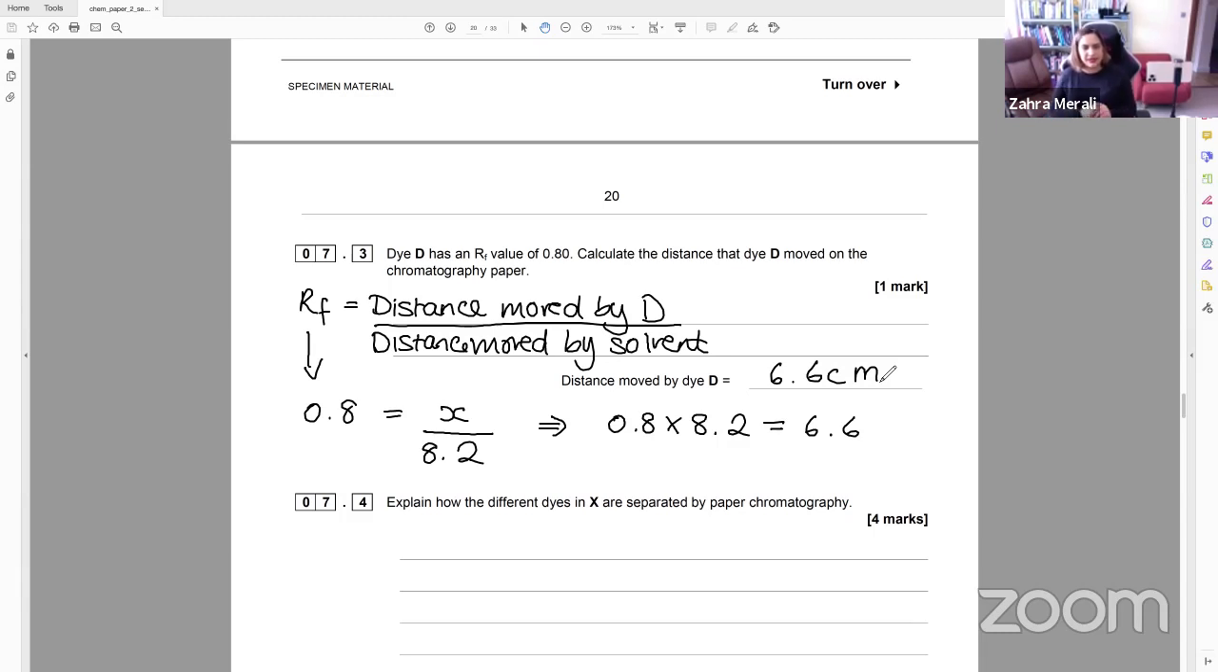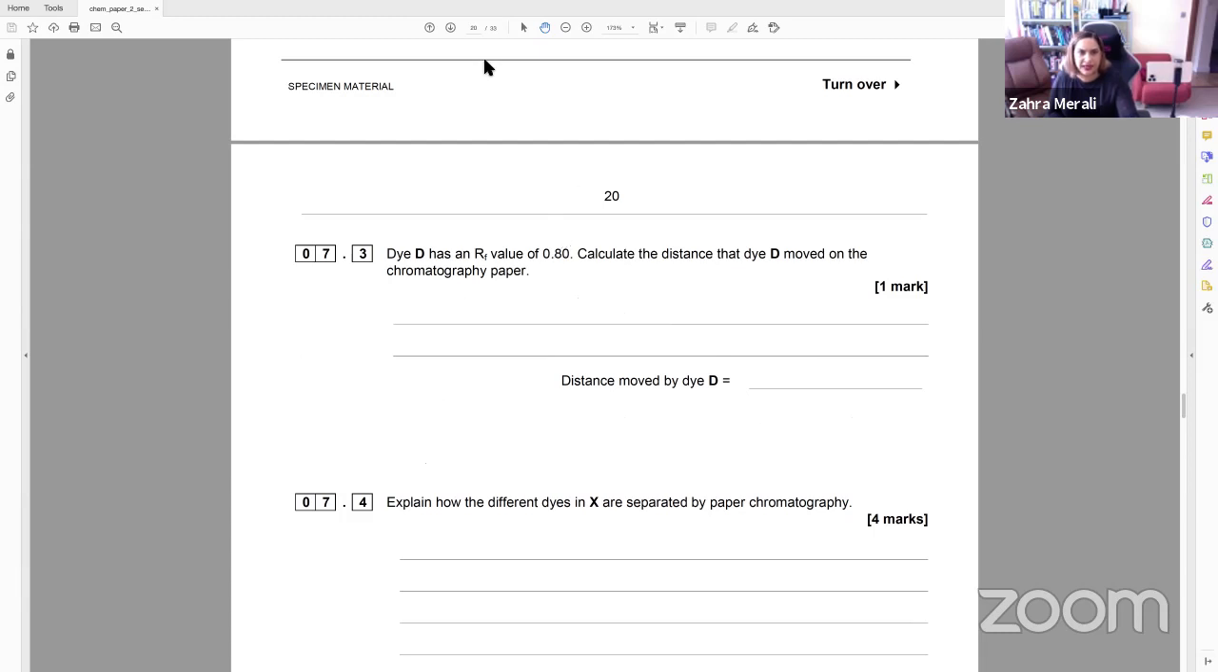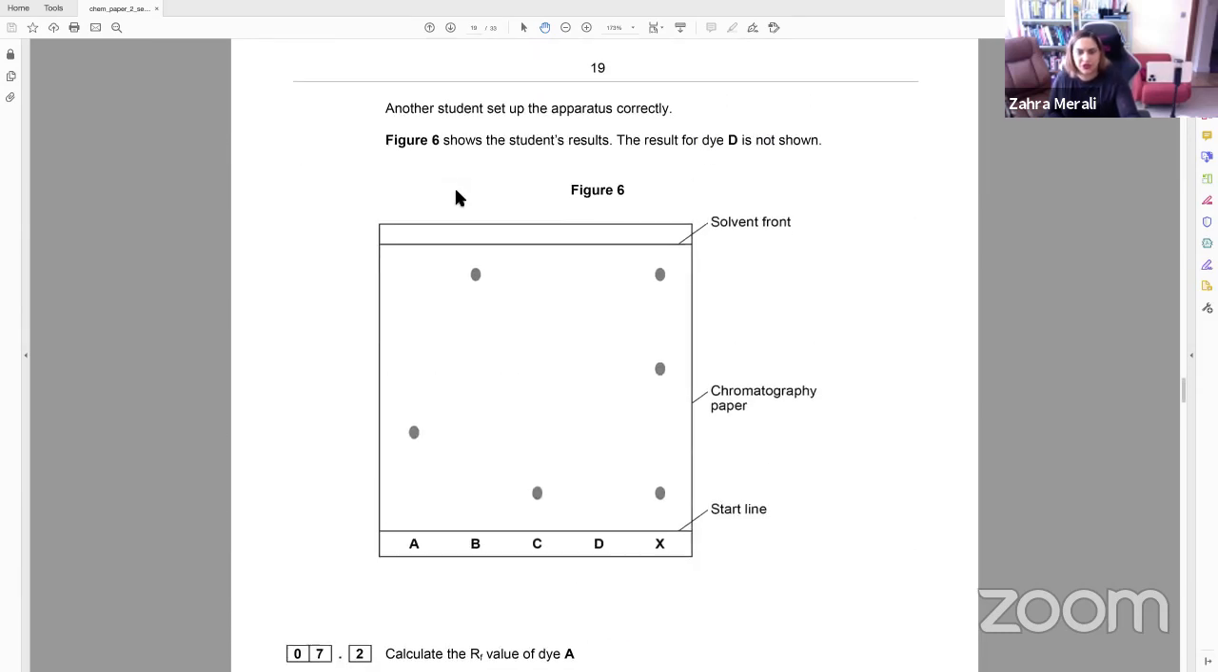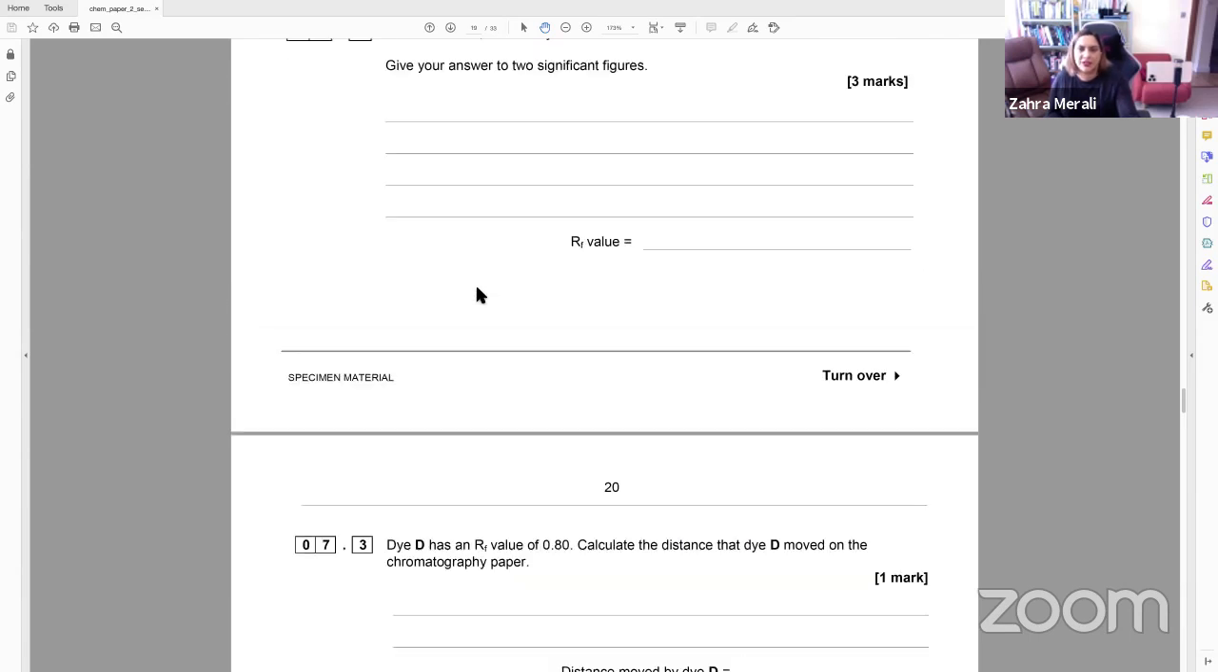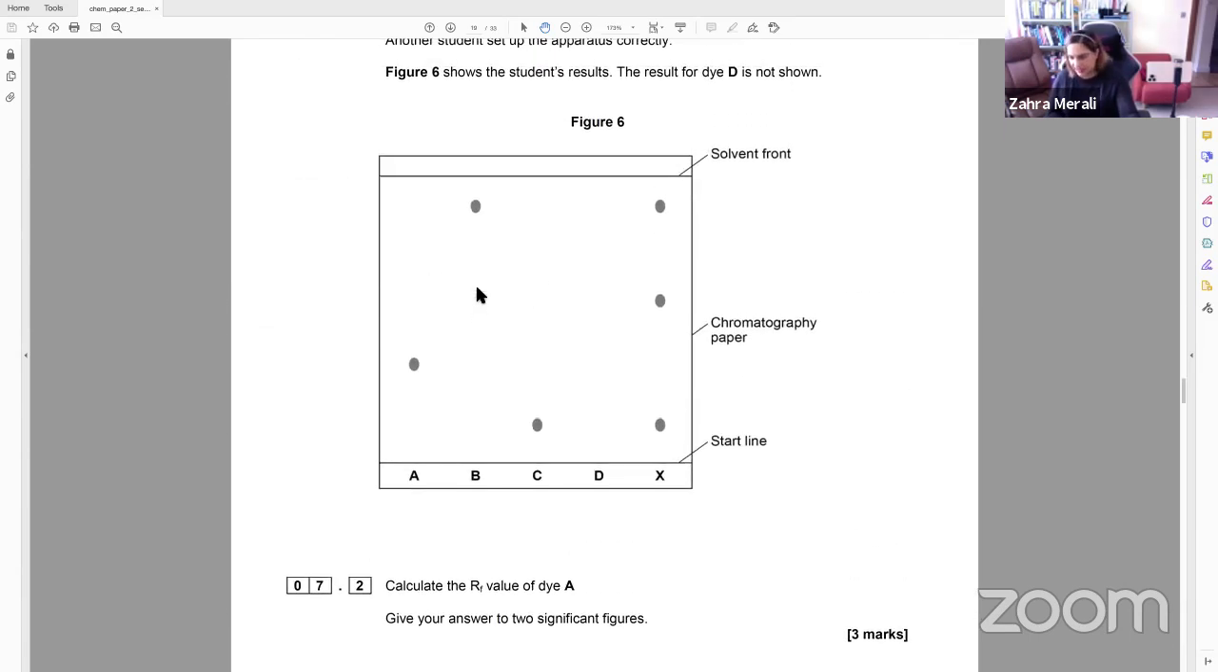Okay. Then it says to explain how the different dyes in X are separated by paper chromatography. So let's go back and have a look at X. How many marks was it? It's 4 marks. And we're explaining how the different dyes in X are separated. What's happening is the solvent is moving through the paper. Different dyes have different solubilities, so they have different attractions to the paper, and therefore they are carried to a different distance. So that's your 4 marks.